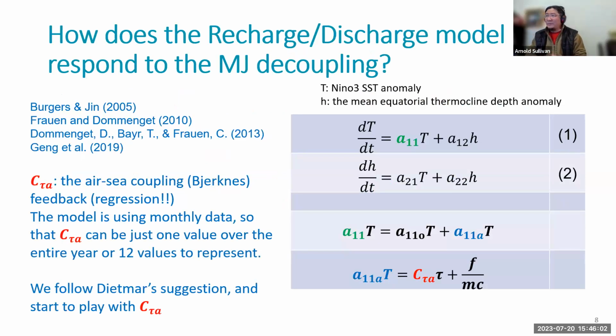So in this research, I used the recharge oscillator model. Eventually, I see it's from DIMA. The main two equations are equations 1 and 2. T is the Niño 3.4 index, and H is the thermocline depth. And here it shows the temperature tendency.